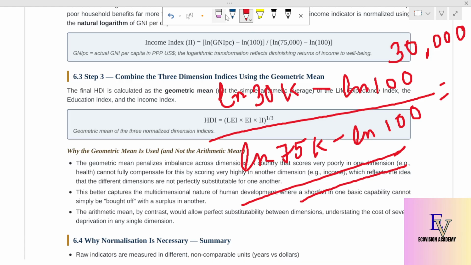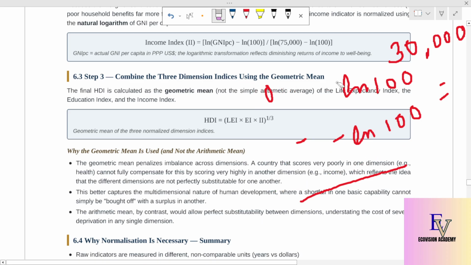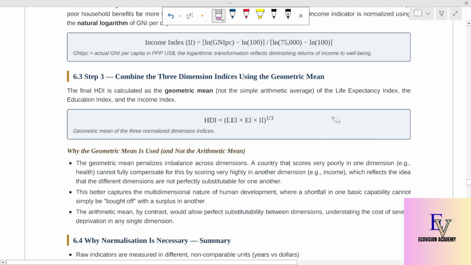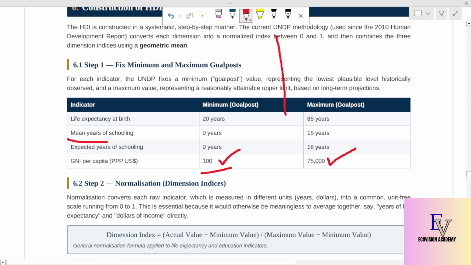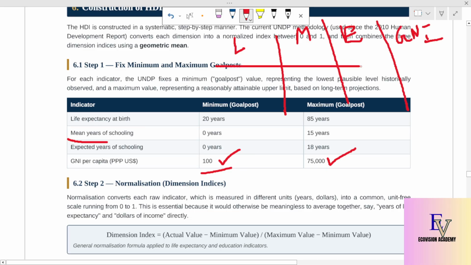After getting these three figures, remember whenever you are constructing an HDI, you have the data in, suppose, four columns. One column is life expectancy, one is mean years of schooling, one is expected years of schooling, and one is GNI per capita. And I told you to calculate HDI.